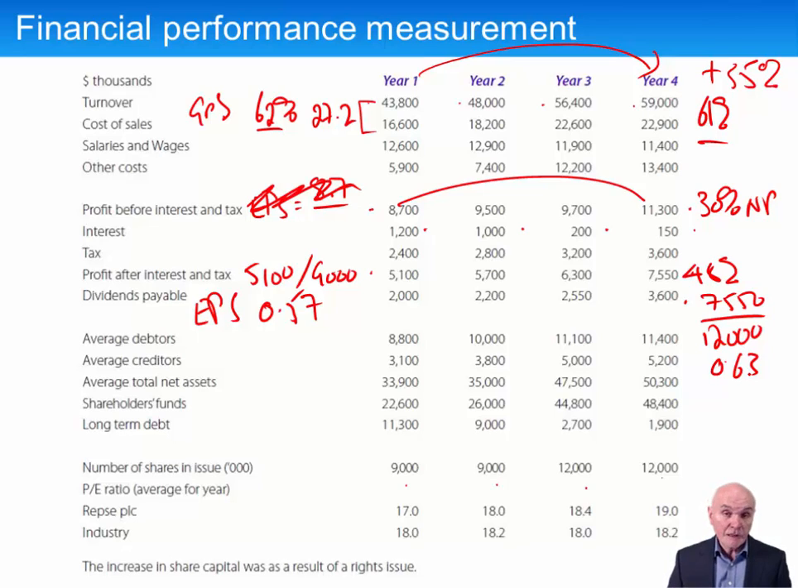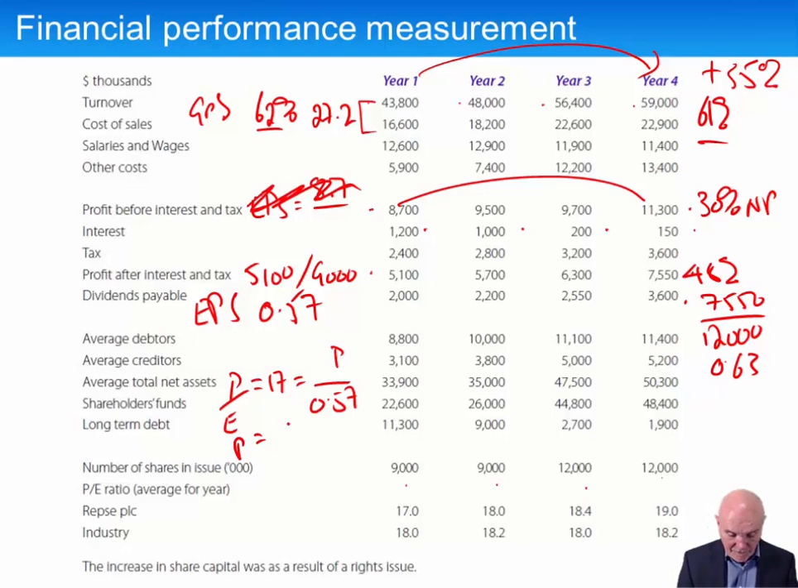We can use this to work out the share price. So here we have a PE ratio. So the PE ratio, we take again this one here, for this company, which is 17, equals the price per share over the earnings per share, 0.57. Okay, so the price is going to be 17 times 0.57. It's going to be about 9.69.